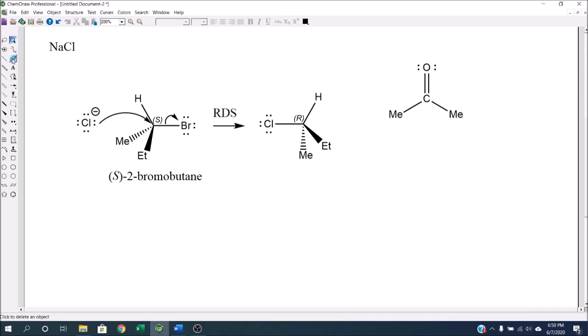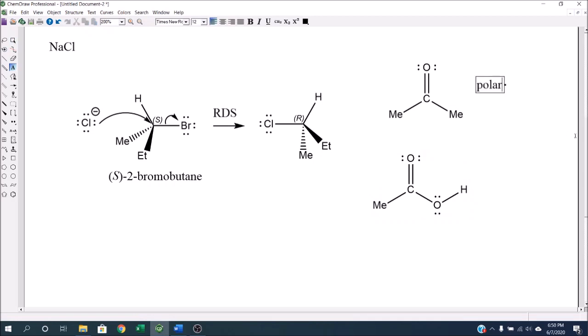Another common solvent that's often used in the organic chemistry laboratory is acetic acid. And so this is the structure of acetic acid, and just to illustrate the problem with acetic acid in this reaction, I'm going to go ahead and draw out that bond.